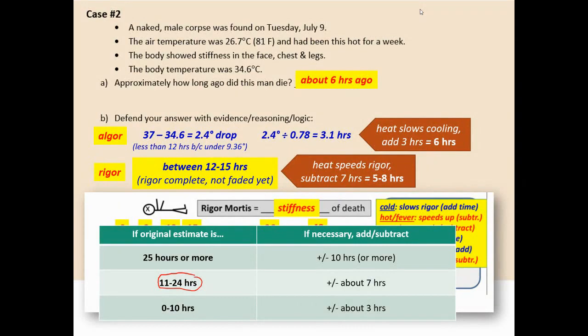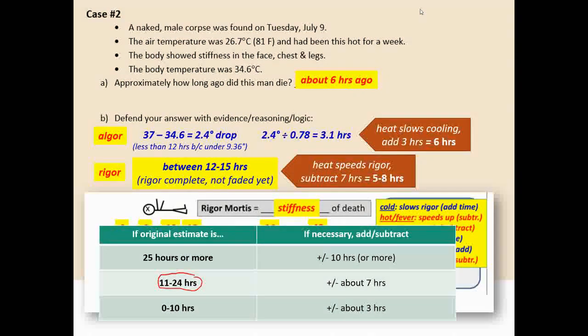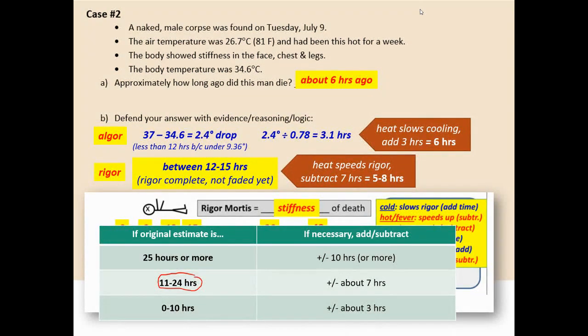Now, those actually agree pretty well. Algor mortis told us about 6 hours. Rigor mortis said between 5 and 8 hours. So the most accurate we could say is about 6 hours ago.